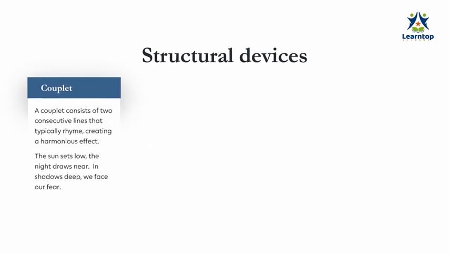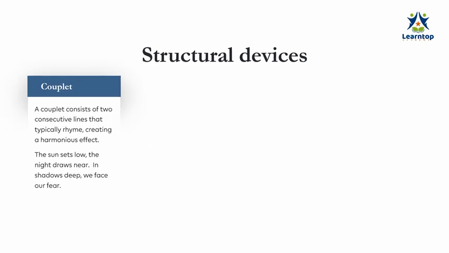Structural devices serve as the backbone of poetry. It frames the content and presents the themes in an impactful manner. The first one, couplet, consists of two consecutive lines that typically rhyme to create a harmonious effect on the reader.